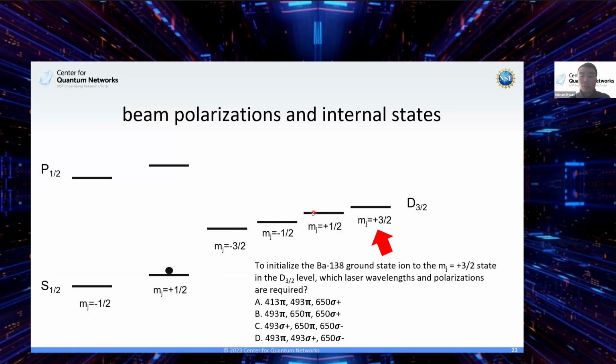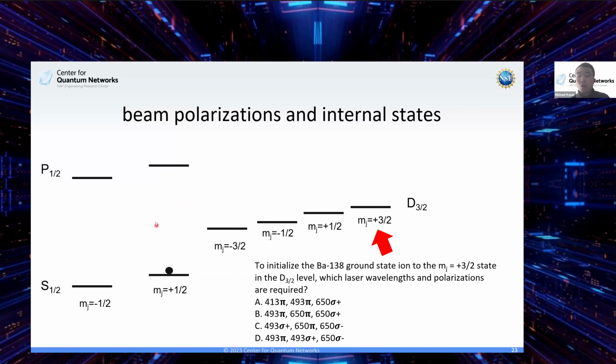So with that information, try to give this a go. I noticed that the Greek symbols aren't showing up, but they should match the ones on the screen, so maybe try reading on the PowerPoint. Take a little bit more time with this because it does require some thinking. We can eliminate A because, if you remember, the main P to S transition is 493 nanometers, and the repump from P to D is 650 nanometers.